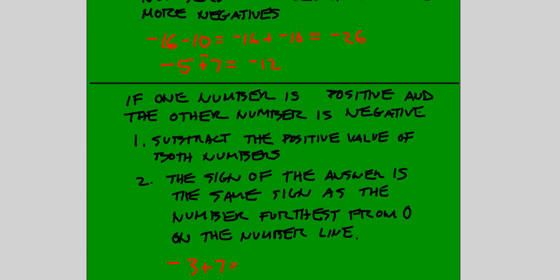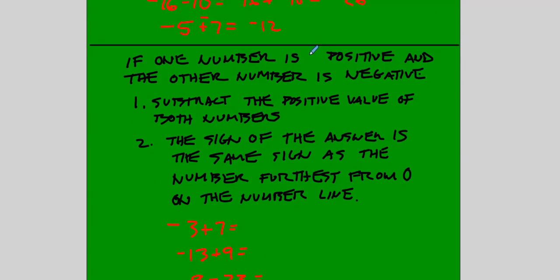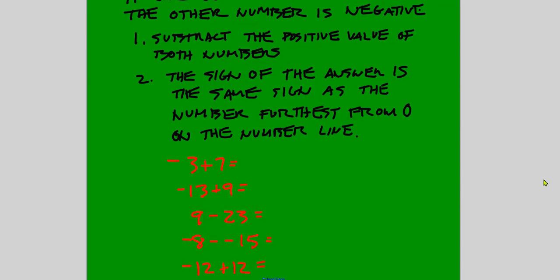Then when you have adding, subtracting, and you have different signs on the numbers, this is what we did. If one number is positive and the other number is negative, 1. Subtract the positive values of both numbers. Then 2, the sign of the answer is the same sign as the number that is furthest from 0 on the number line. If they're both the same distance from 0, you're going to get 0.